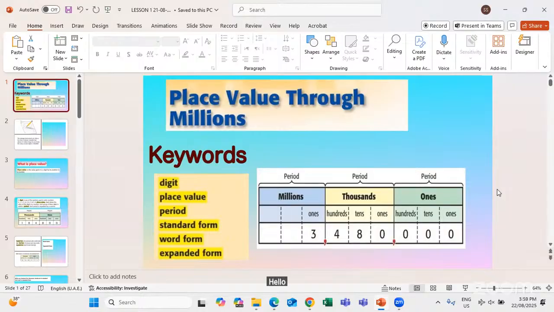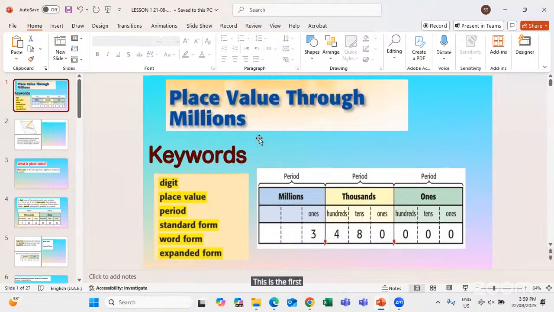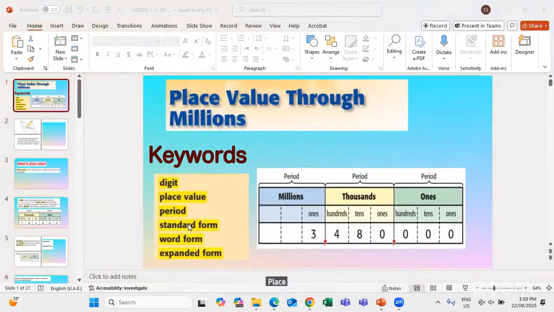Hello everyone. In this session, we are going to work on the topic place value through millions. This is the first topic for year 6, lesson 1. So if you see here, some keywords are written over here: digit, place value, period, standard form, word form, expanded form. And here an image is also given.